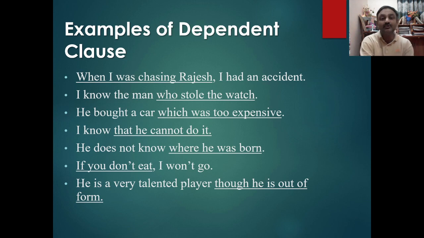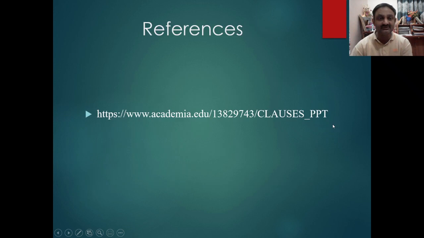I know the man who stole the watch. He bought a car which was too expensive. I know that he cannot do it. He does not know where he was born. If you don't eat, I won't go. He is a very talented player, though he is out of form. So these are all examples of a dependent clause.